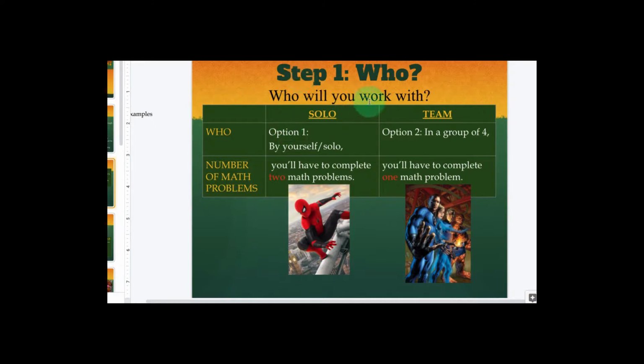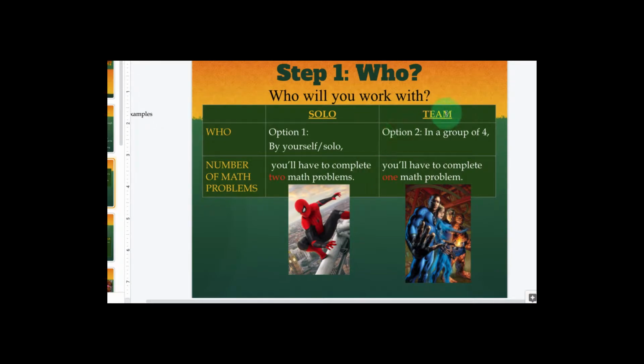Step number 1, who will you work with? You can choose to go by yourself, solo, or go with the team. If you choose option 1, by yourself, you'll have to complete 2 math problems. So you're going by yourself like Spider-Man, you're gonna do 2 math problems.